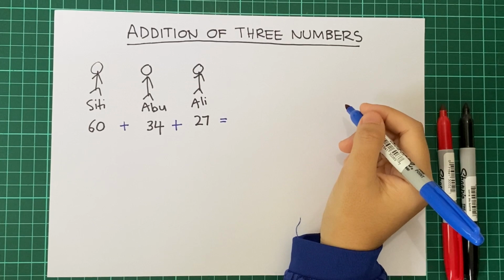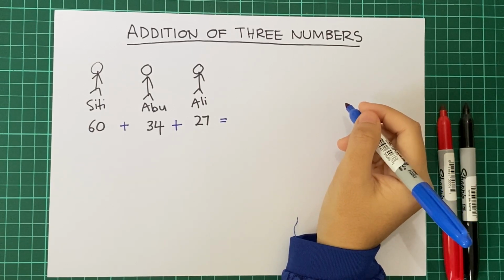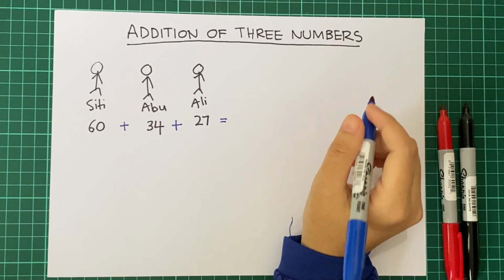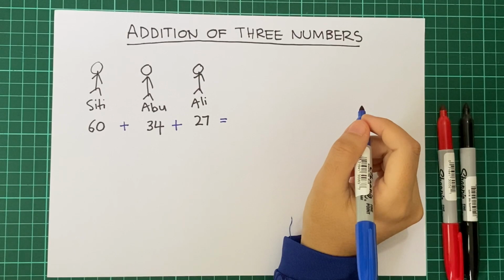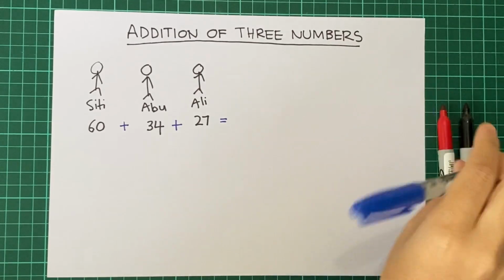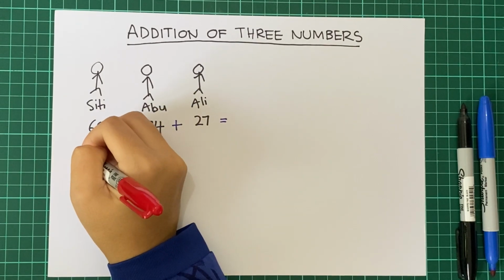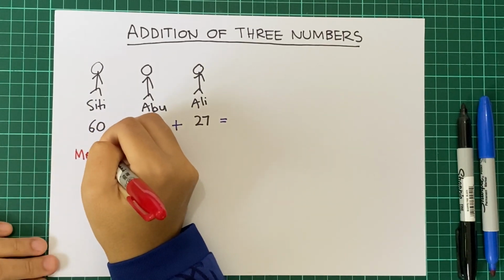To get the answer, we can actually use so many ways. However, as I mentioned earlier, today we will only focus on the standard written method. I will teach you three different standard written methods. Now, let's find the answer by using the first method. We call it method 1.